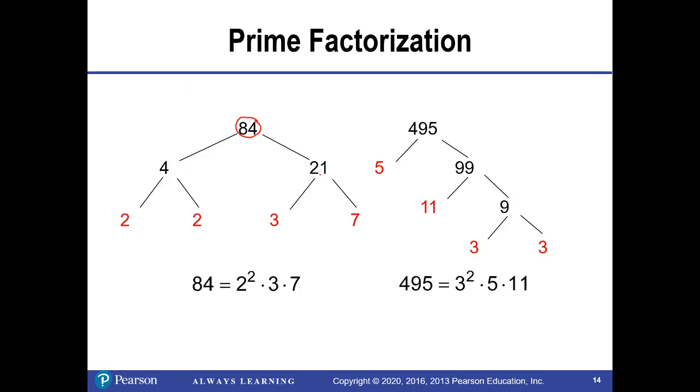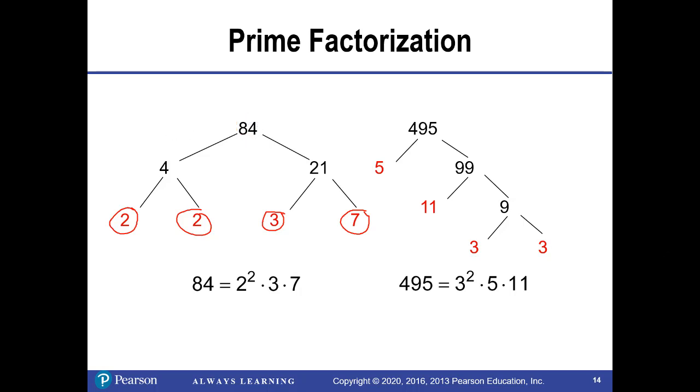But here we see that 4 times 21 is 84. There are other combinations we could also use. 6 times 14 is 84. We could have used those also. It doesn't matter which factors we use, we'll always get the same answer at the end. So when we break this apart, we see that 4 is the same as 2 times 2, and 2 and 2 are both prime, so we stop there. And 21 is the same as 3 times 7, and 3 and 7 are both prime, so we stop there.